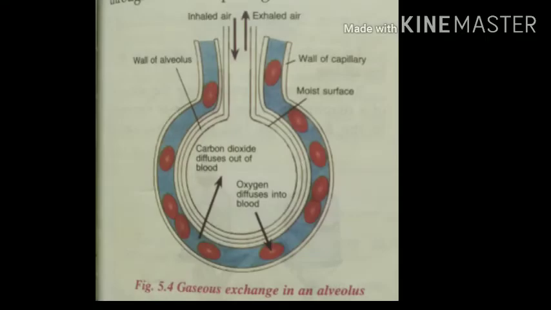This is the diagram of gaseous exchange in an alveolus. You can see the outer part is the blood capillary itself, which contains RBCs inside it, and the inner whitish part is the alveolus. So the blood capillaries contain CO2 inside them, while the alveolus contains O2 inside it. Now the exchange of O2 and CO2 takes place between the alveolus and blood capillaries with the help of the thick wall of alveolus, which is shown in the diagram.